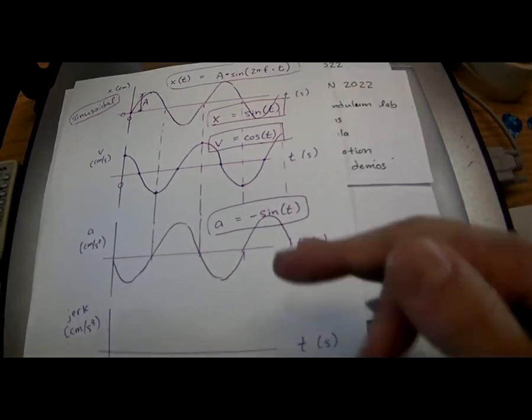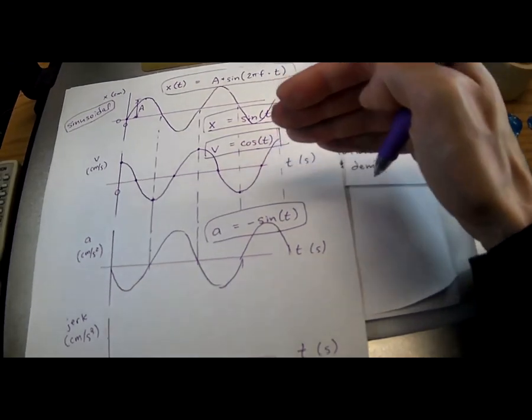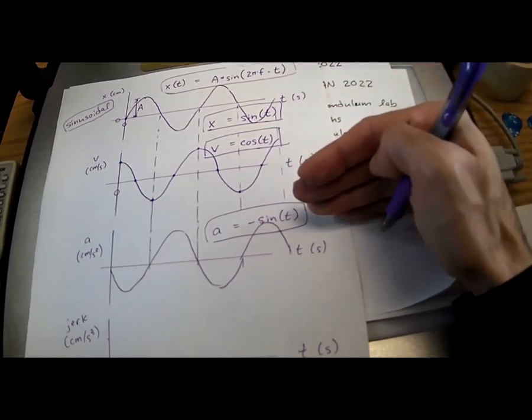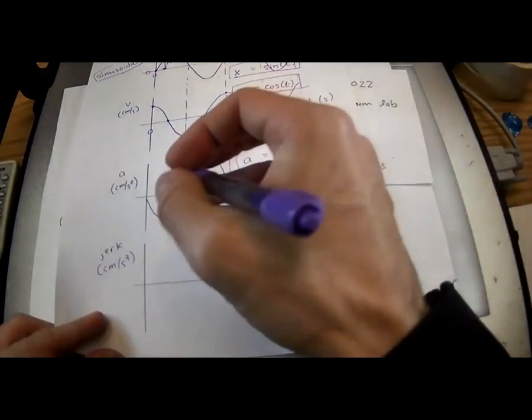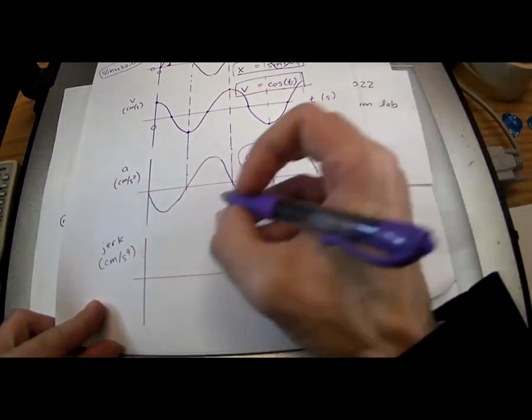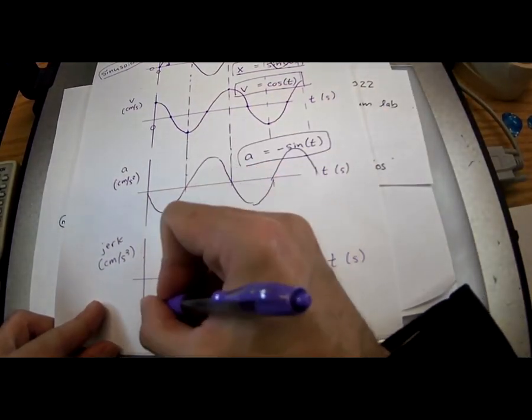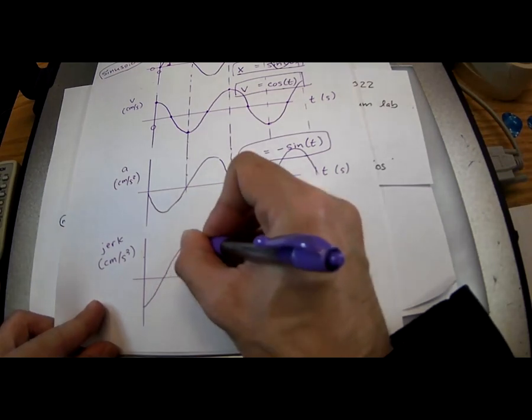Well, you guys see a pattern developing, right? So rate change of sine is cosine. Rate change of cosine is negative sine. What do you guys think the rate change of negative sine is? Negative cosine. And that's going to do, let's see, something kind of like this.